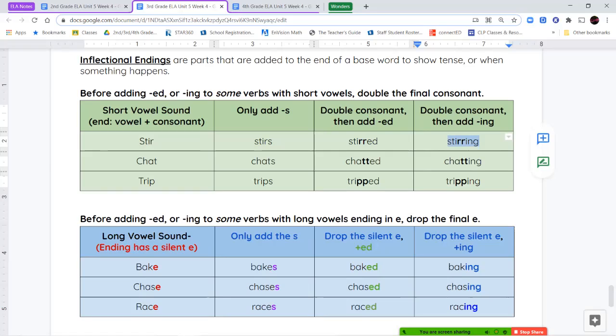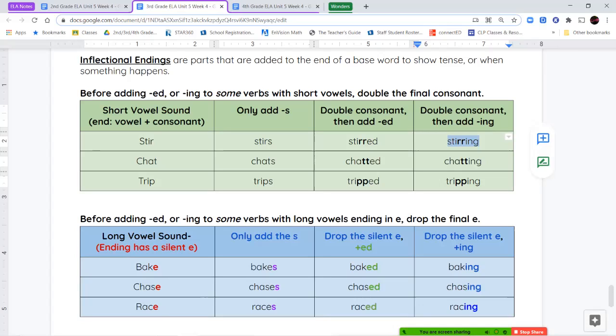Same thing with the word chat. It ends with an A-T, so vowel, consonant, short vowel sound. Chat becomes chats. We only add an S. But for chatted and chatting, we're doubling that consonant, so T-T-E-D, and then T-T-I-N-G. Same with the word trip, short I sound. So I-P, vowel, consonant. Tripped has a double P in it. And tripping also has a double letter P in it as well.